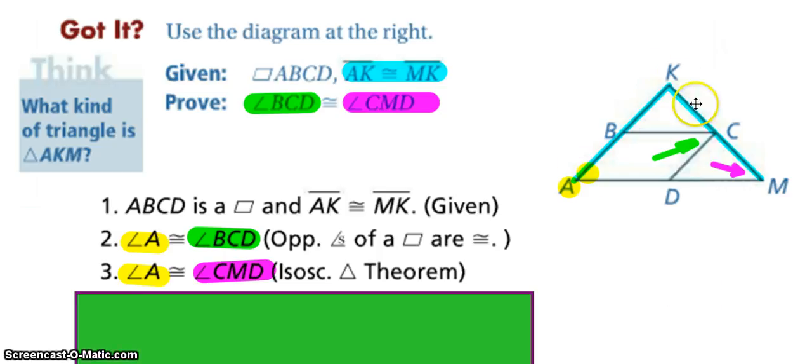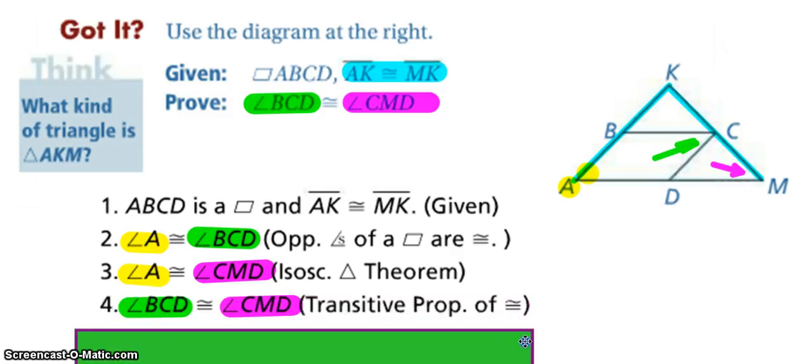When I have 2 congruent legs of a triangle, I know that the base angles will be congruent because that forms an isosceles triangle. And then I can just say that angle BCD is congruent to angle CMD by the transitive property. They were both equal to angle A, so therefore I can just relate them to each other.